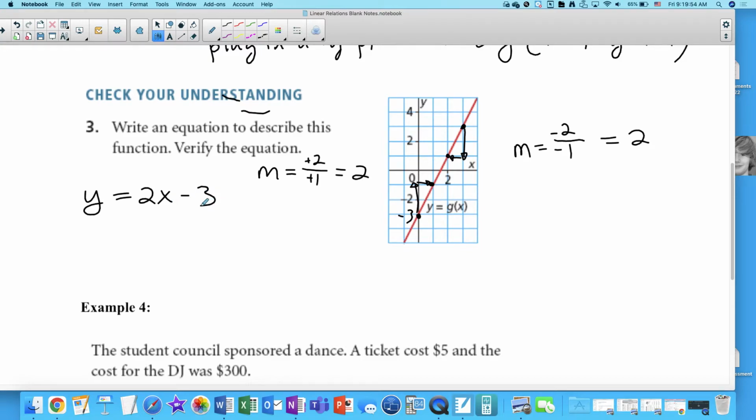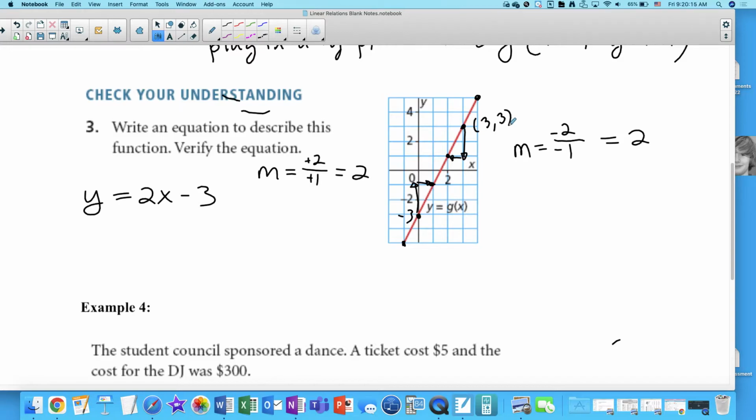Now to verify, pick any point that's on the line, except this guy, right? So you could pick this one. You could pick this one, this one, this one, this one. Any of those points will do. So let's say, I don't know, let's pick this one. This is the point (3, 3).